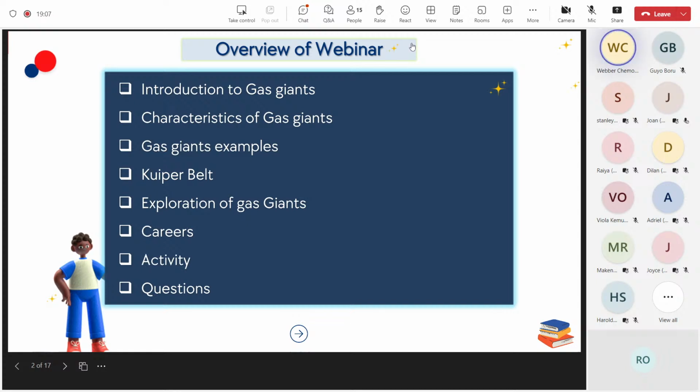Among the content, we shall also look at the gas giant examples. Maybe I just recap on the contents that we are going to look at: introduction to gas giants, characteristics of the gas giants, examples, the Kuiper belt, exploration of gas giants, careers, activities, and the questions. We shall give you an opportunity to ask questions regarding today's webinar.